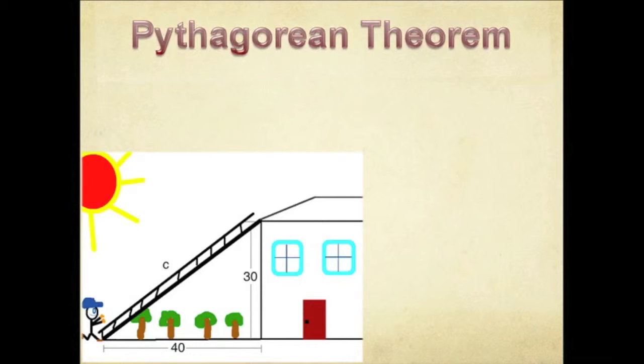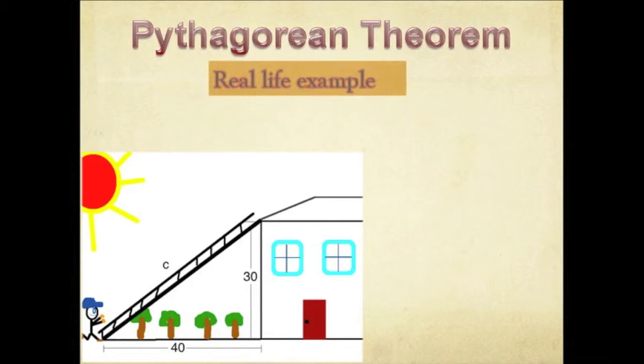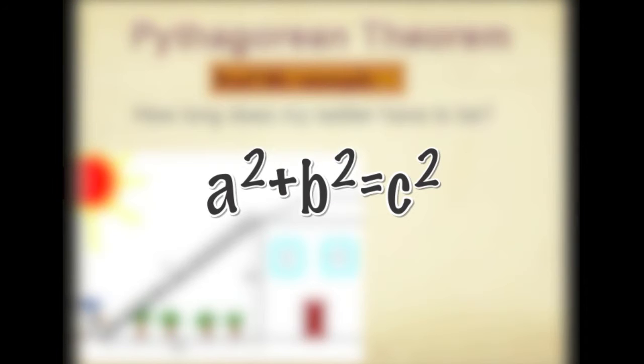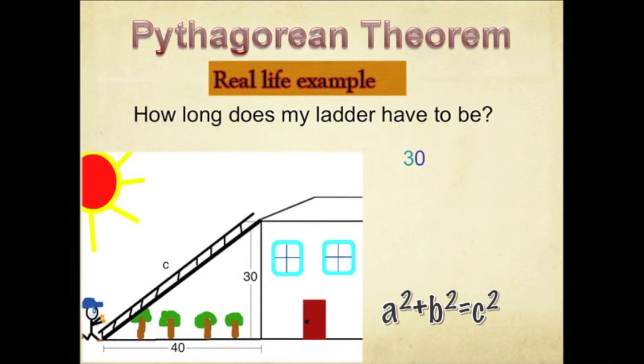Now take a look at this real-life example. How long does my ladder have to be? Our house is 30 feet high. Our ladder is 40 feet away. How long does my ladder have to be? Our Pythagorean theorem is a squared plus b squared is c squared. So a is 30 squared, plus b, 40 squared, equals c squared.